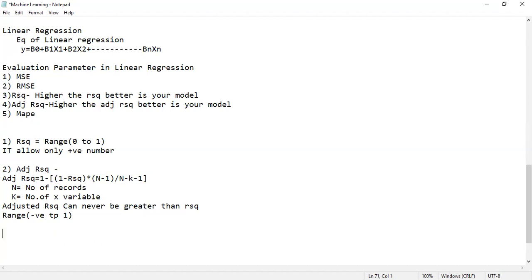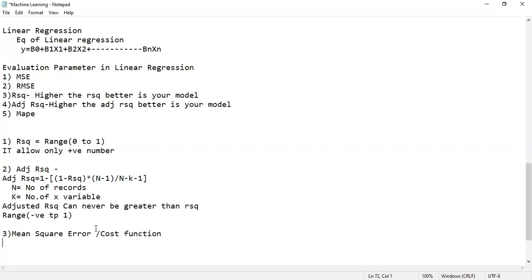That is mean square error. I will write it: evaluation parameter of linear regression, mean square error. It's also called the cost function. What are the advantages of mean square error? By the name you can understand, positive and negative errors will cancel out.